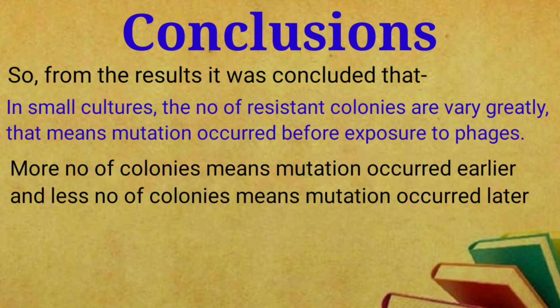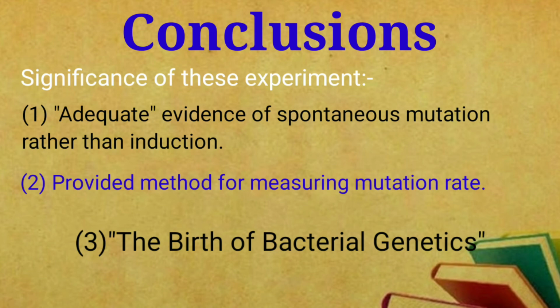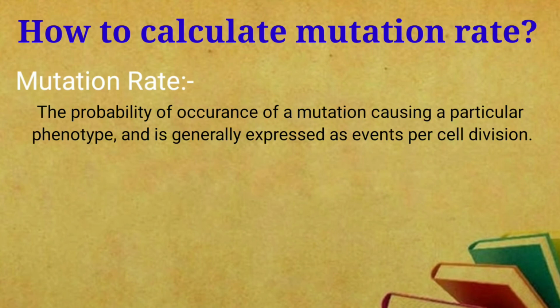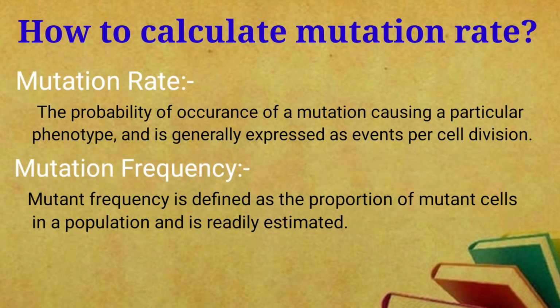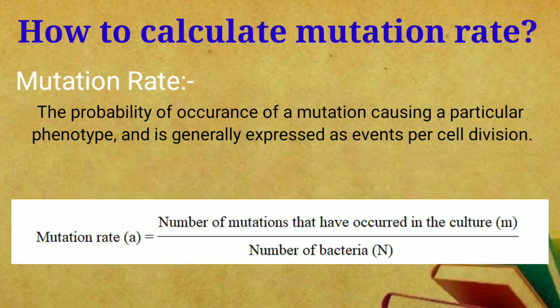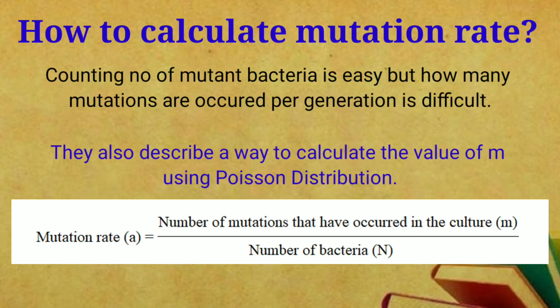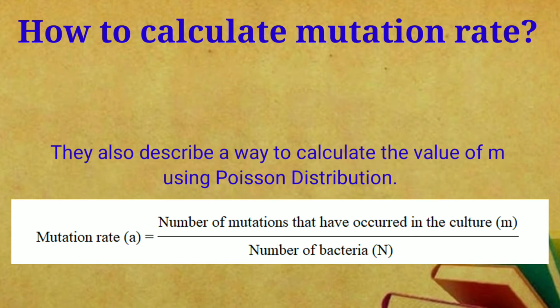They also demonstrate that despite the wild fluctuations in number among cultures, the mutation rate remained constant. They also provided a method for measuring mutation rate, and therefore it is the birth of bacterial genetics. According to Luria and Delbruck, mutation rate, that is called small a, can be calculated using this equation. Here, m is the number of mutations, not mutant colonies, that have occurred in the culture, and n is the number of bacteria. They also described how to calculate the value of small m using Poisson distribution.